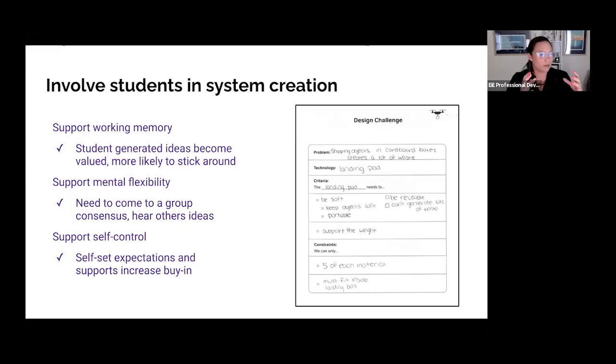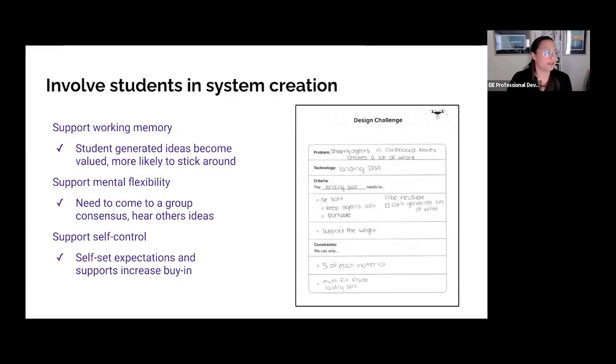But those criteria and constraints need to be coming from a group consensus. Every kid can't have their own. We have to decide as a class what we're going to do. And so there's that mental flexibility that although this piece might be important to me, it may not be important to the person next to me. So if we look at this student's examples, it needs to be portable. Well, maybe your neighbor doesn't think it needs to be portable. They think it needs to just be there and be ready to use.